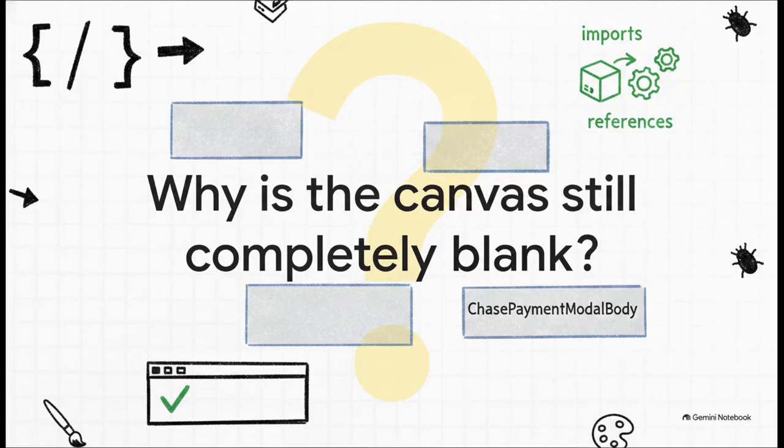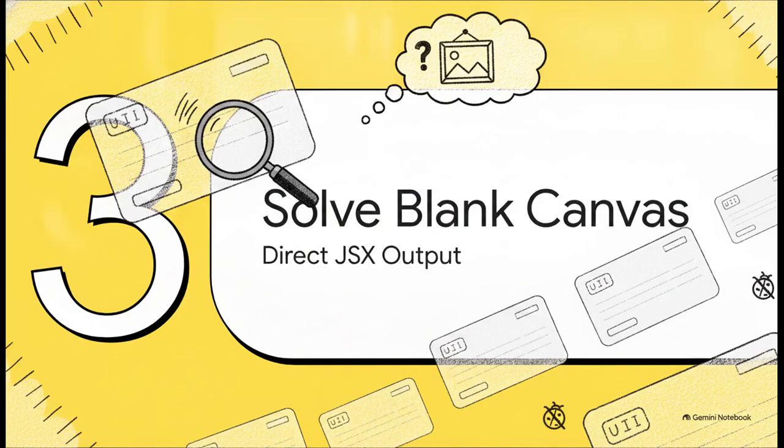Okay, so we've updated our imports, we stabilized our references, and those nasty red errors in the console are finally gone. The code is compiling beautifully. But wait, we're now faced with our second major mystery. Why are modals, like the chase payment modal body, completely invisible? The canvas is just a sea of blank white. Let's figure this out in Section 3, solving the blank canvas.